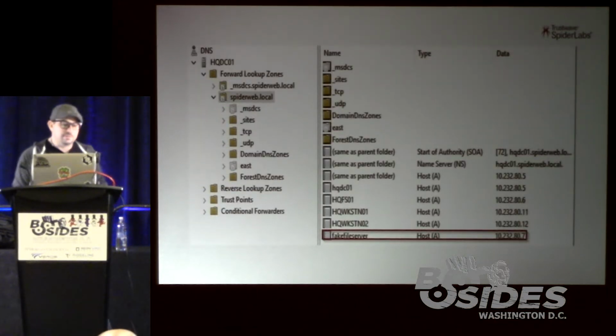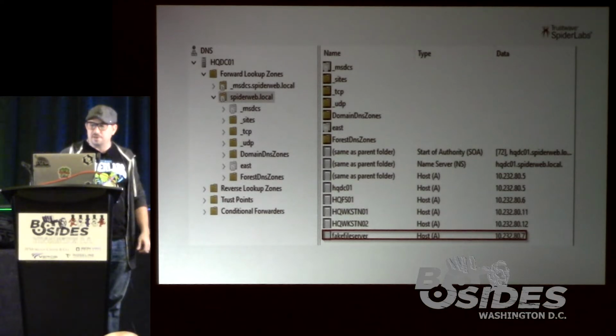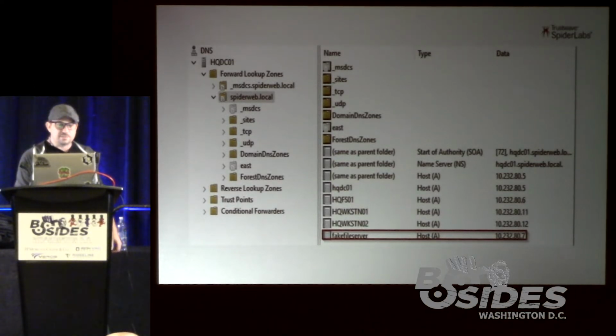And then we want to create the DNS entries for that. So fake file server points to 10.232.80.7.